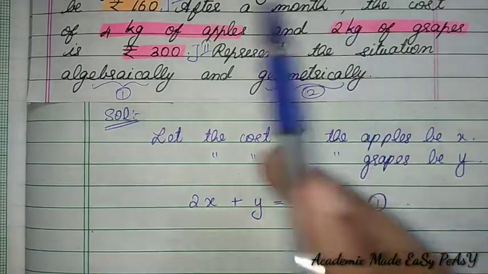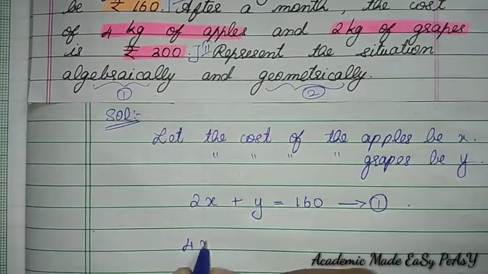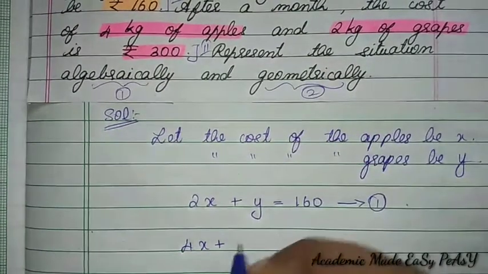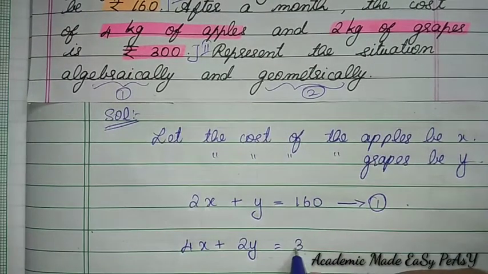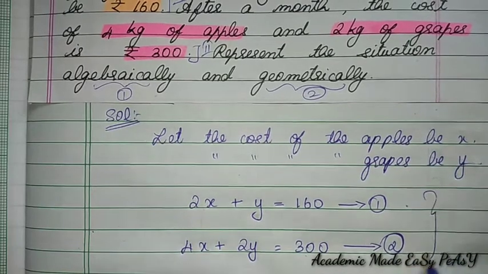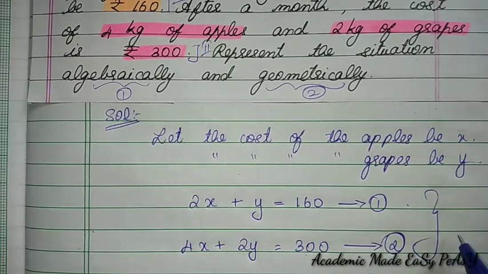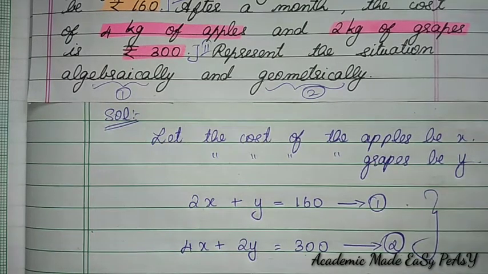The next part of the question says 4 kg of apples. So 4x plus 2 kg of grapes, 2y is equal to 300. So this will be equation 2. So these two equations are represented in the algebraic method. Now let us see the geometrical method. Now let us see the geometrical representation.